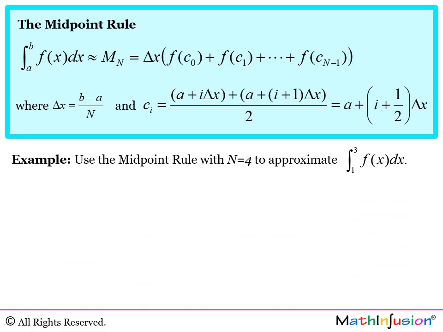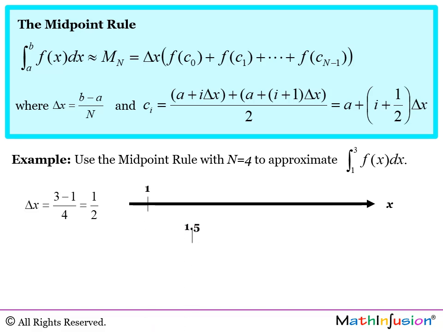Example. Let's use the midpoint rule with n equals 4 to approximate the integral of f(x) dx between 1 and 3. And we'll try to do an analysis on the x. Delta x is 1/2. Here is the subdivision. We are checking that indeed we have 4 subintervals.